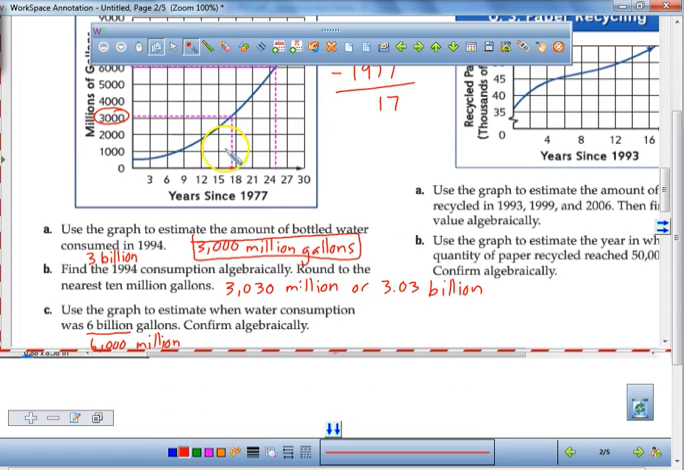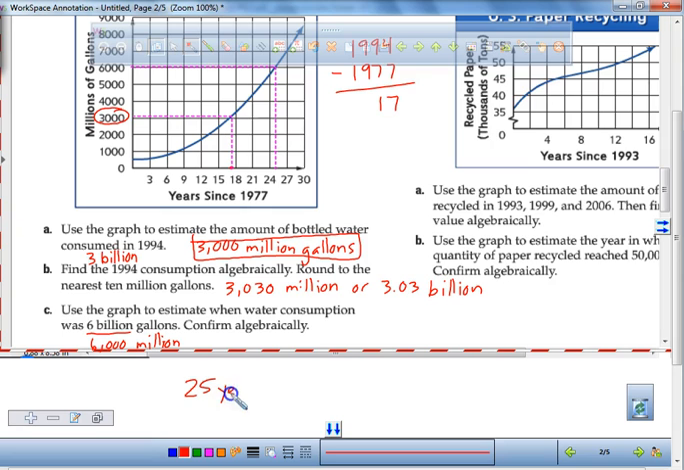Yeah, 24. Well, you guys do a guess and check. You said 24 point something. Would that round to a 25? 25 years? So about 25 years. So if we add that to 1977, that puts us in the year 2002. All right? Good year for you?